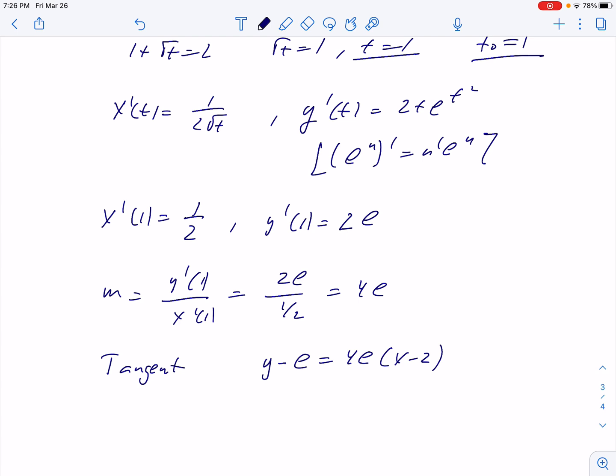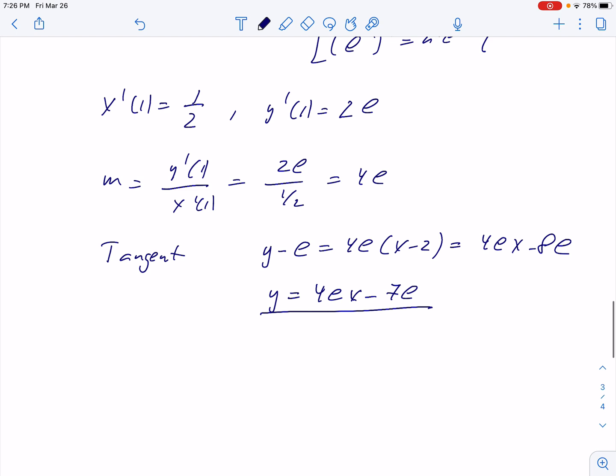We can multiply on the right side. It will be 4ex minus 8e. Then moving e to the right side, this will be 4ex minus 7e. Slope-intercept equation. Slope is 4e. Okay, very good. Another one of the same nature.